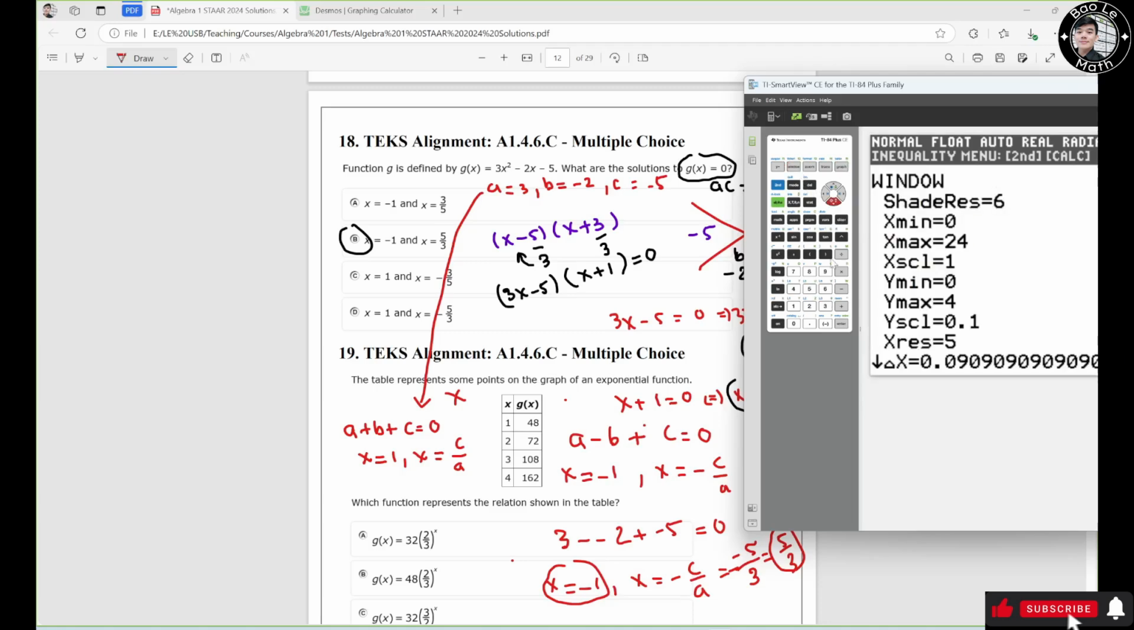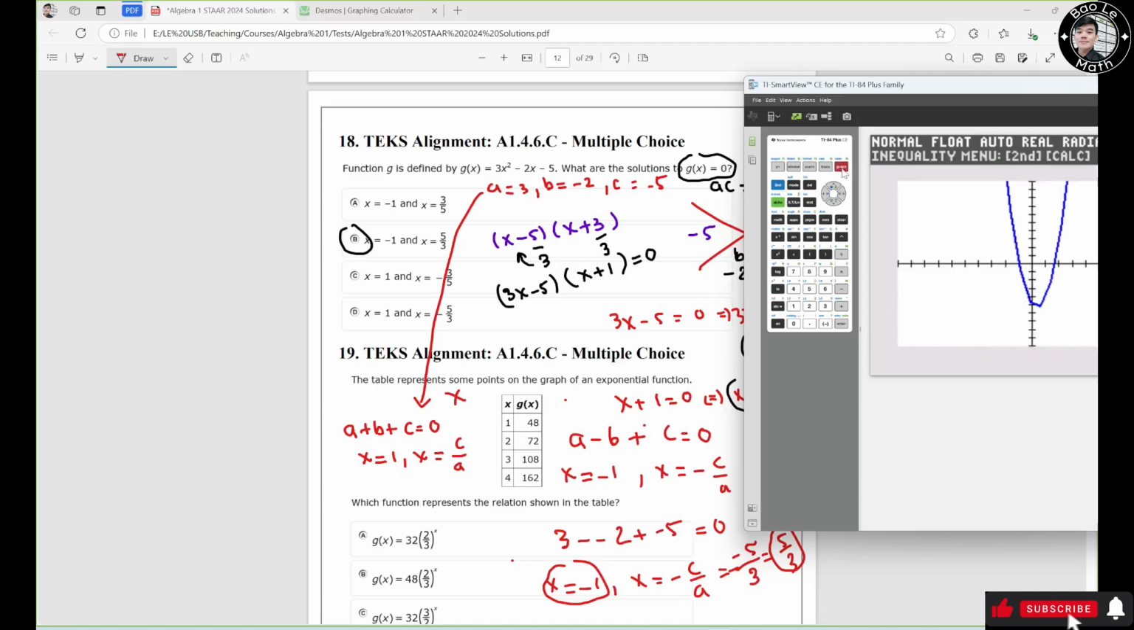So the best window range is -10 for minimum s value and 10 for maximum s value. The scale is 1. Minimum y value should be -10 and maximum y value should be 10 and the scale should be 1. Alright, so hit graph. So it's going to be right here.